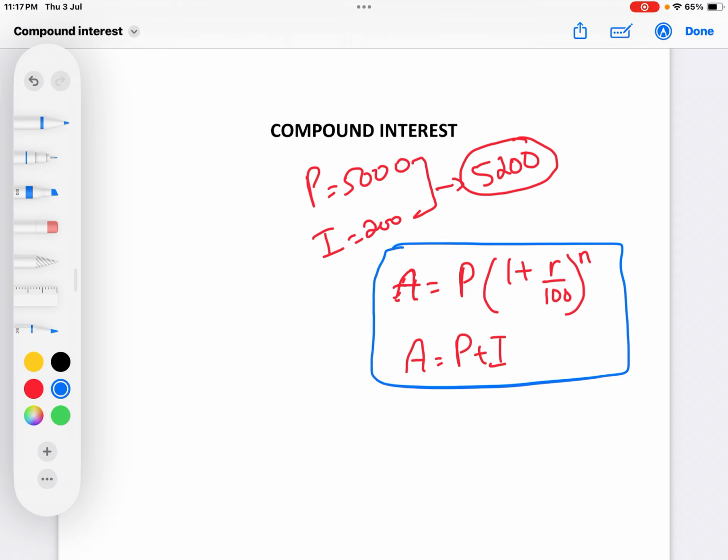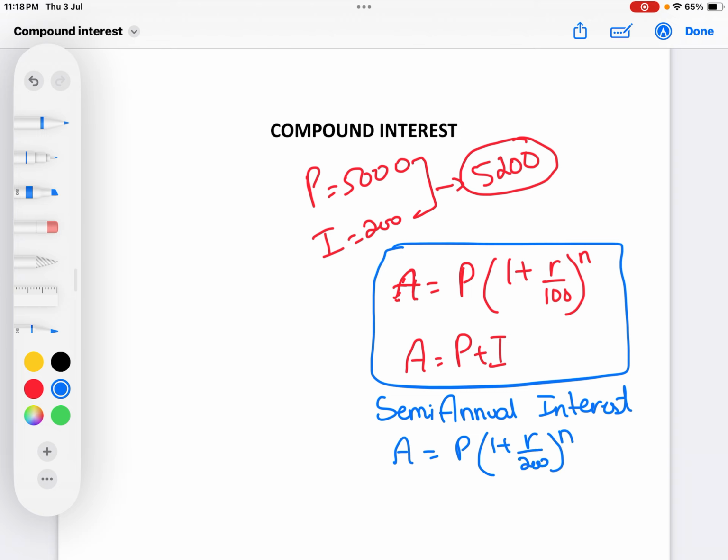For example, you are getting interest every 6 months. This is known as semi-annual interest. Semi-annual means your interest will be calculated every 6 months and added to your principal amount. So for semi-annual interest, the formula will become A is equal to P times 1 plus R upon 200, power n. Everything is the same, just 100 is replaced by 200 because your interest will be added after every 6 months. This means that twice a year your interest will be added to your principal amount. So this is the formula of semi-annual.